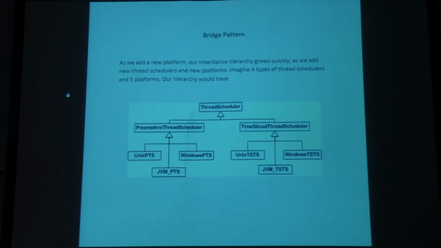So imagine that we have 4 thread schedulers. So instead of 2, we have 4 and 5 platforms. So if we have 4 schedulers and 5 platforms, that would require us to have 20 subclasses. And if we add another platform, we have to add another 5.